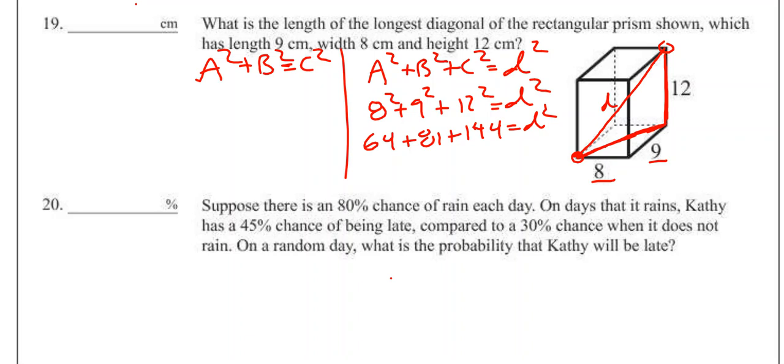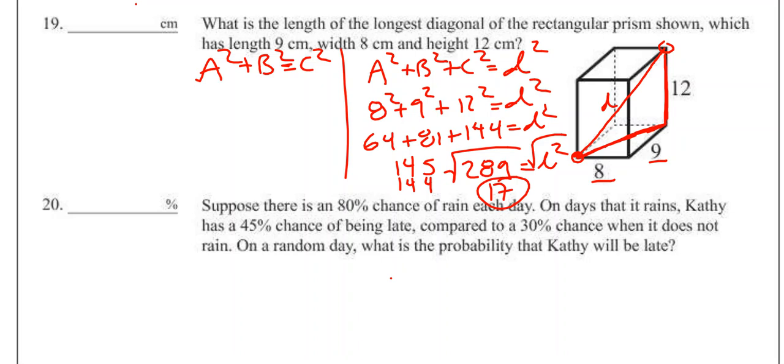All right, 64 plus 81 is, I think it is 145. 145 plus 144 is 289, which is equal to d squared, so square root, and the square root of 289 is 17. It's 17.